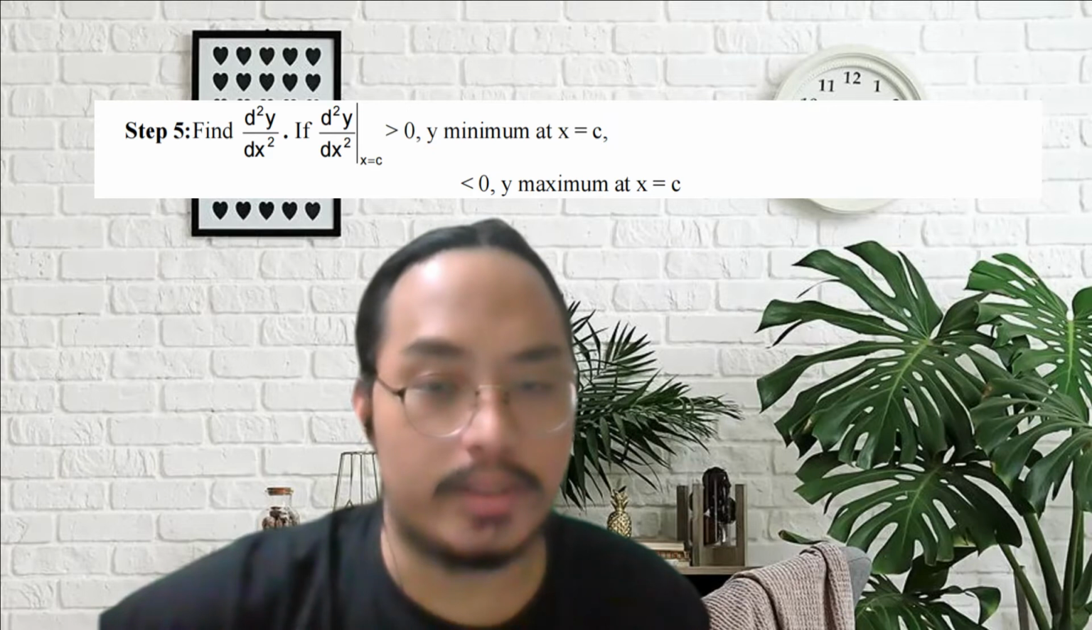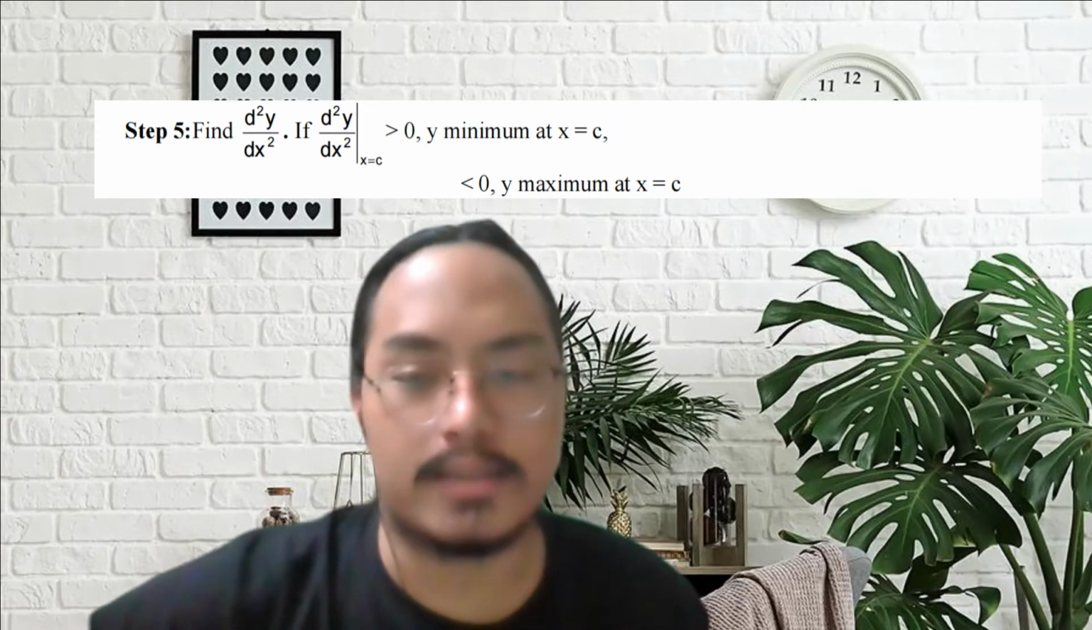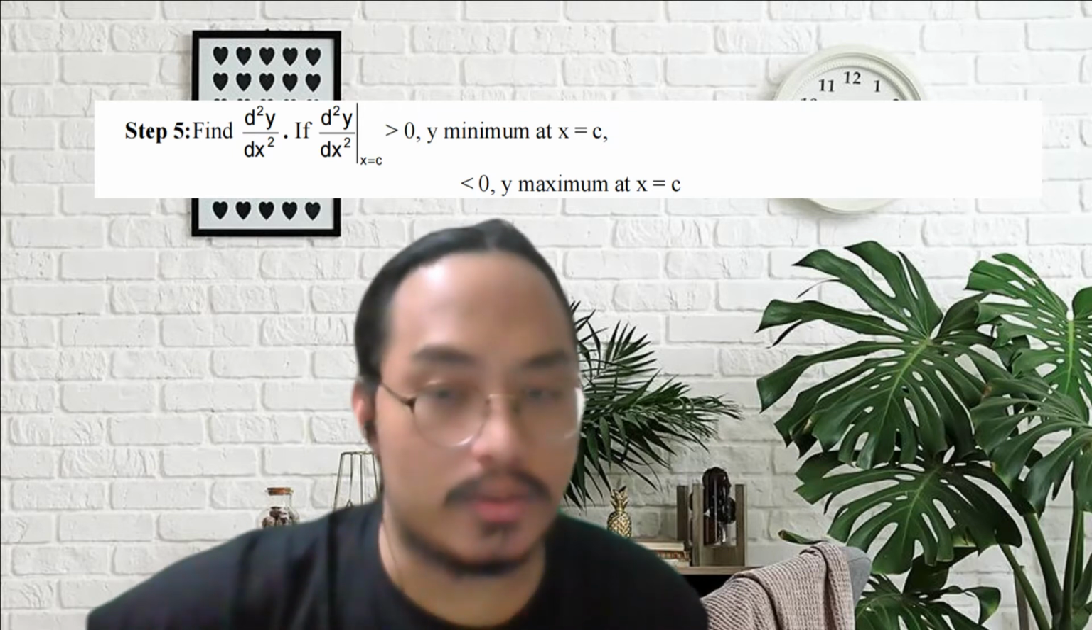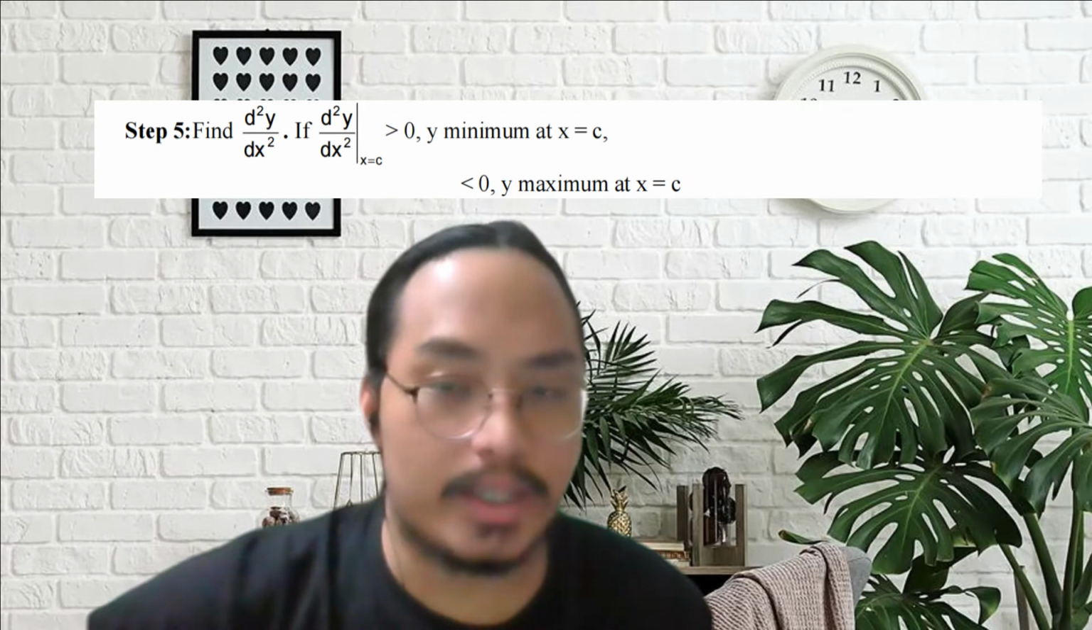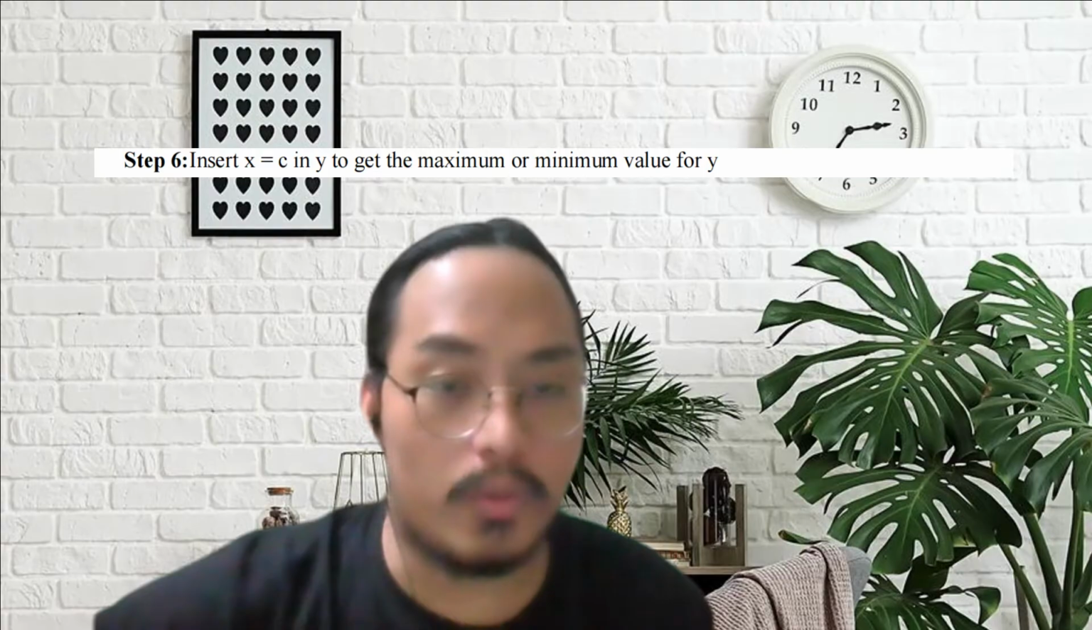Step 5, we must find the second derivative. If the second derivative is larger than 0, it means y is minimum at x equals c. But if the second derivative is smaller than 0, then y is maximum at x equals c. And the last step, the 6th step, we must insert x equals c into the y equation to get the maximum or minimum value for y.